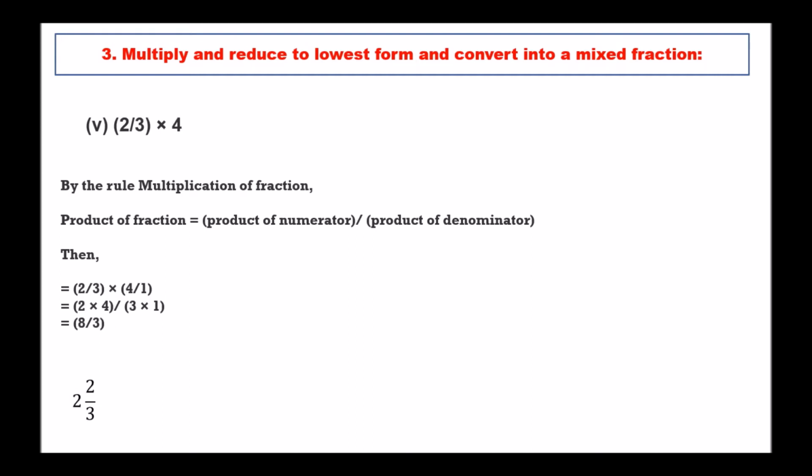Next, 2 upon 3 into 4. So 2 upon 3 into 4 upon 1. So 2 into 4 upon 3 into 1. So 8 upon 3. If we convert that into a mixed fraction, that is 2 and 2 by 3.